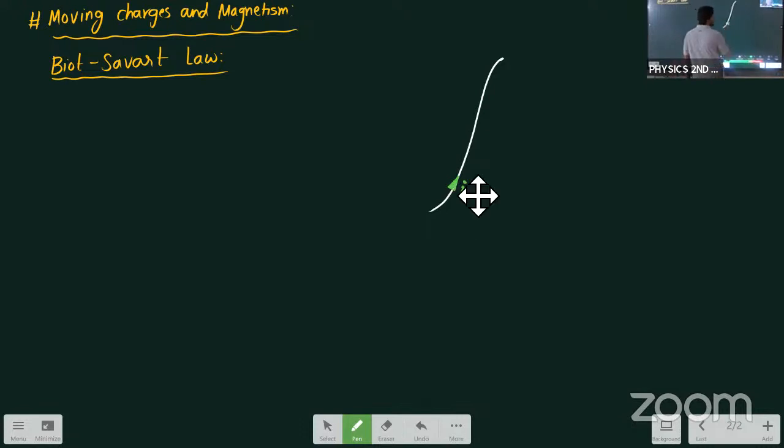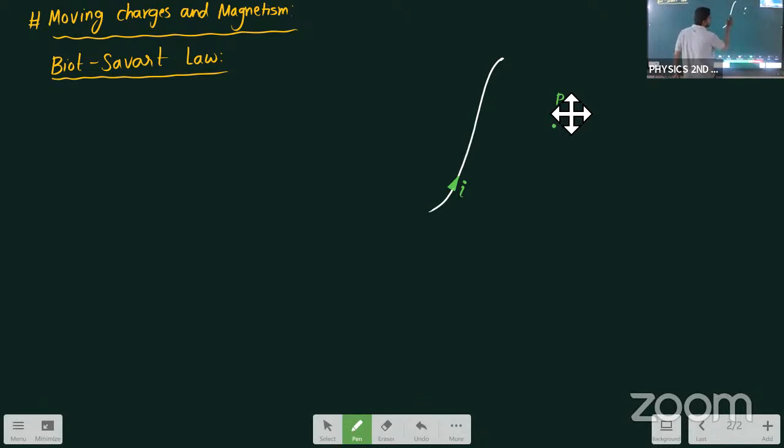Now, due to this wire, some magnetic field will be created in this surrounding region. Who said this? Oersted said that. But how much amount of magnetic field is being created? The magnitude was given by Biot-Savart law. See here, let us assume one particular point P. At this particular point P, we want to determine the amount of magnetic field created.